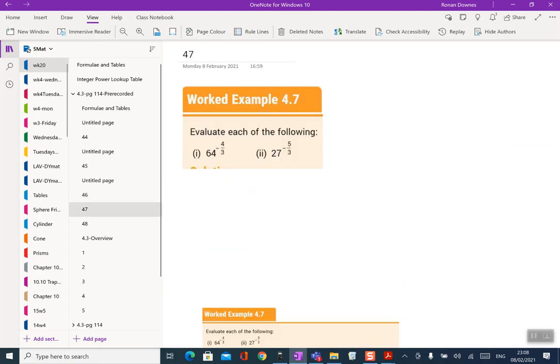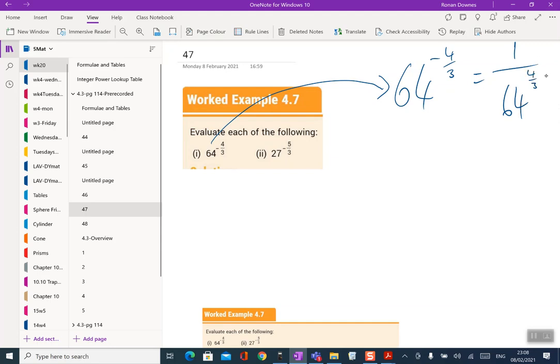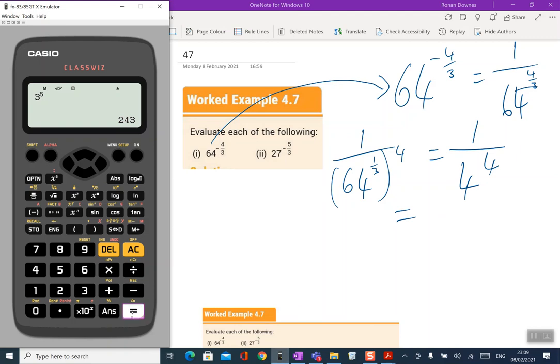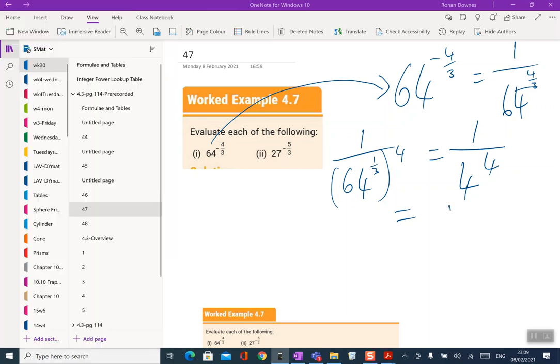Okay, here we have to mix the previous two laws that we just learned. You can do it in either order. So let's do it dealing with the negative bit first. 64 to the minus 4/3 is equal to 1 over 64 to the 4/3. Now we'll deal with the 64 to a third, which is 4. And I'll write it here. 64 to the third, to the 4, which is equal to 1 over 4 to the 4. And I need to check what that is. We'll just have a quick peek at 4 to the 4. 1 over 256.